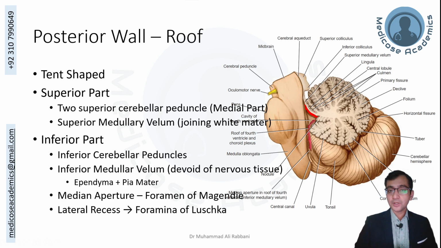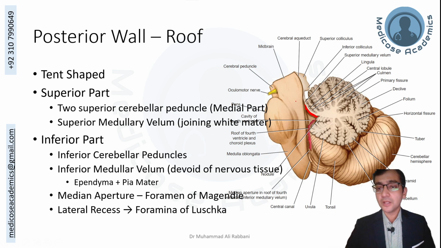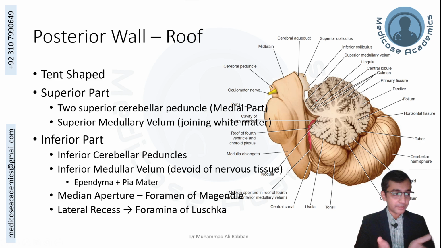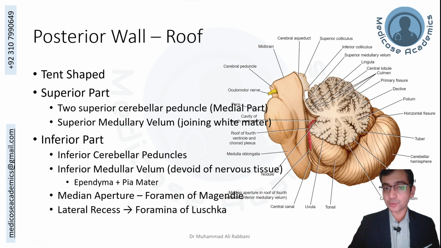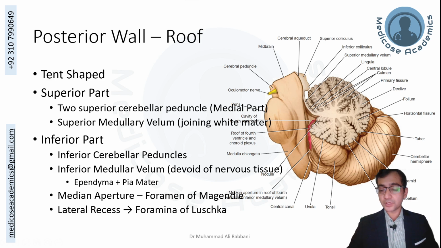It is made up of two peduncles laterally, the medial part of the peduncles, and the tissue that is joining the two peduncles with each other is called the superior medullary velum. It does not actually come in contact with the cerebellum itself. On the inferior aspect, there are both inferior cerebellar peduncles, and on the medial aspect the two inferior peduncles are joined by the inferior medullary velum, which does not contain any neuronal tissue, as the superior velum had white matter.